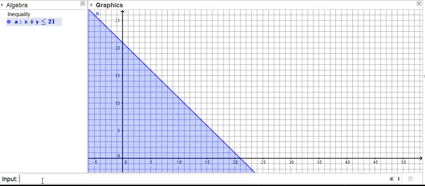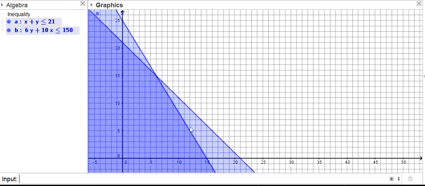The next constraint we had was that 6 times the acreage I plant in corn, so 6y, because I put corn as my y-axis, plus 10x. Every single acre of corn takes 6 hours to plant, and each acre of tomatoes takes 10 hours to plant, and that has to be no more than 150 hours. So I'll add this additional constraint.